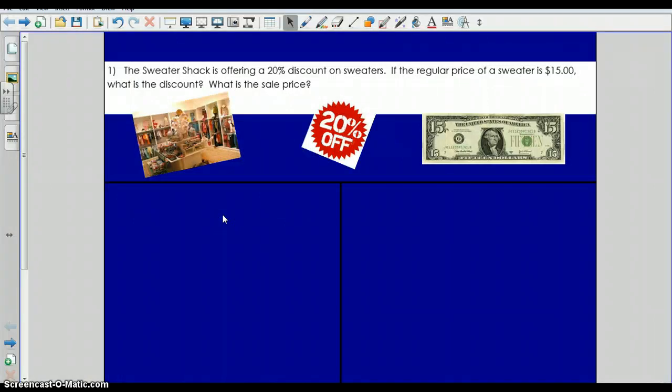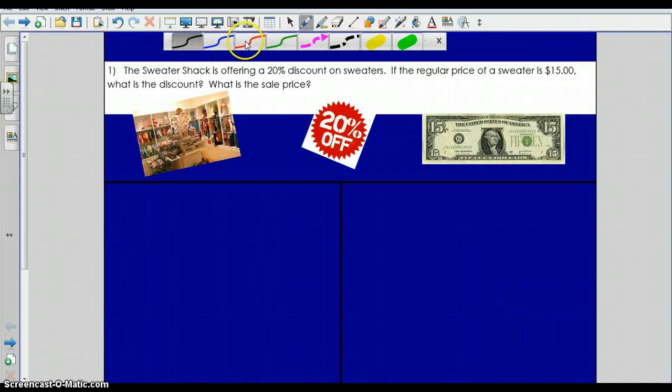So let's read this problem here. The Sweater Shack is offering a 20% discount on sweaters. So the specific type of problem here is what's called a markdown. It's a discount. Now this is done the same way as any of those other things. Taxes, tips, they're all done the same way. So you have a 20% discount on sweaters. Now if the regular price of a sweater is $15, what is the sell price?